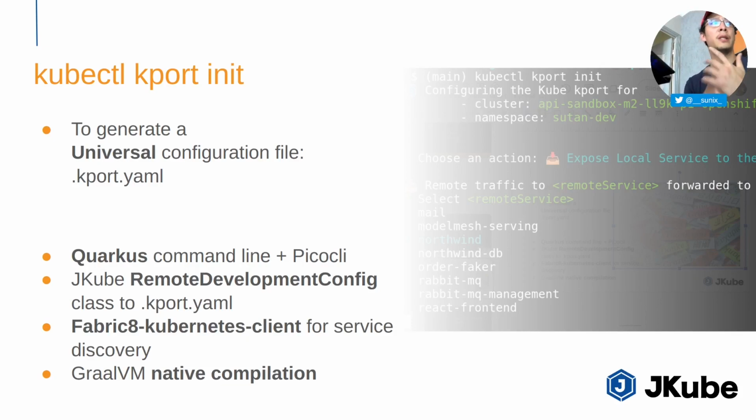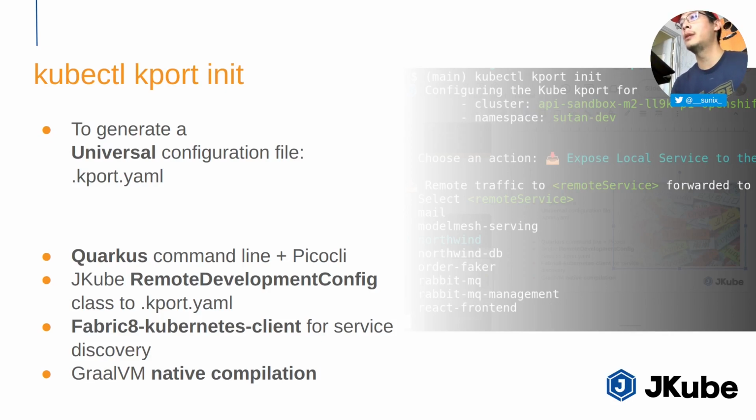So it is basically a Quarkus application in command line mode, and I've also been using Picocli to build it. It is reusing the JKube Remote Development Config class from the JKube Remote Dev library. It is used to persist the configuration objects in the YAML file .kport.yaml. And we are also relying on the Fabric8 Kubernetes client to detect and propose the services and the ports to configure and replace.